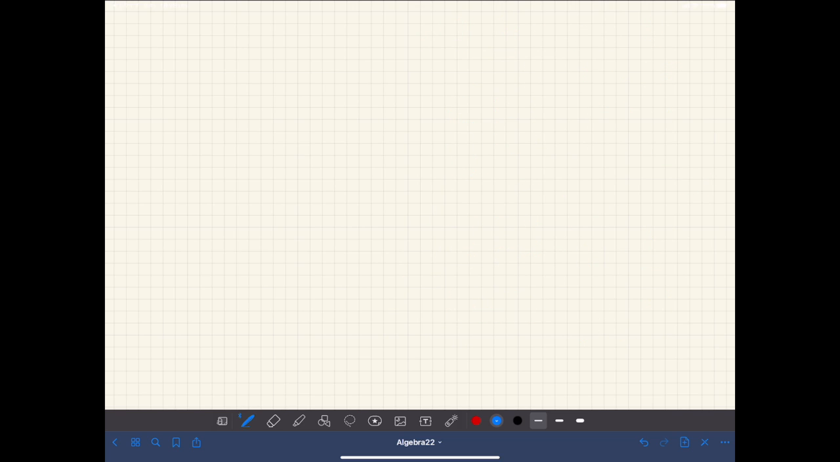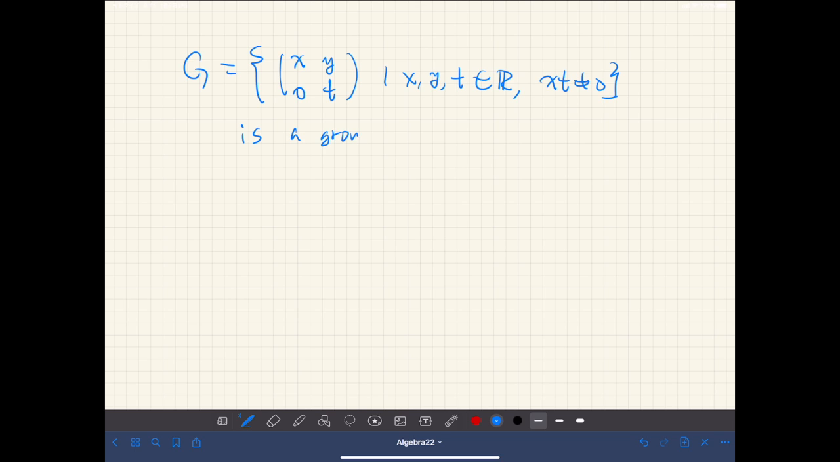Next example, consider this set of 2 by 2 matrices. This is a set of 2 by 2 matrices that has this form, x, y, 0, t, where x, y, t are real numbers, and xt is non-zero. And you should first show that this is a group. So you should show this set of matrices satisfies all the axioms of the group.